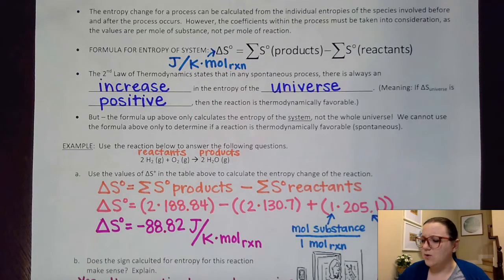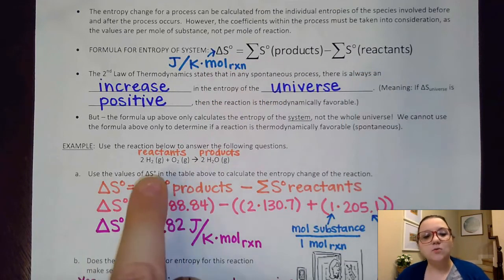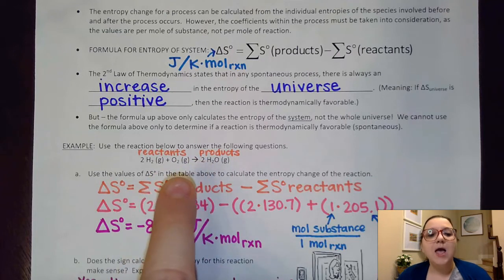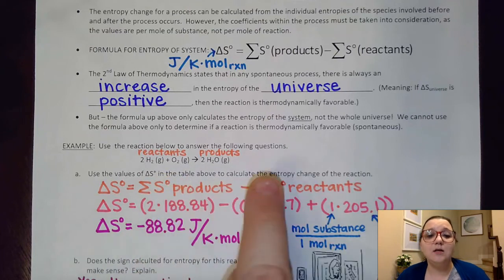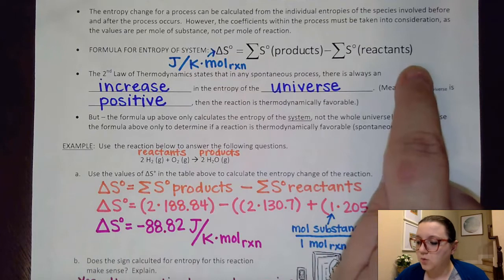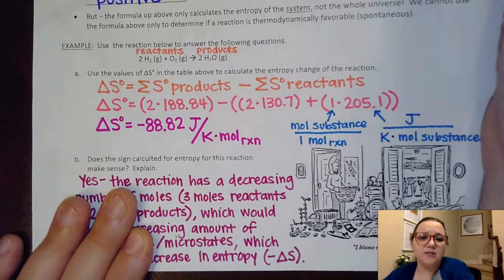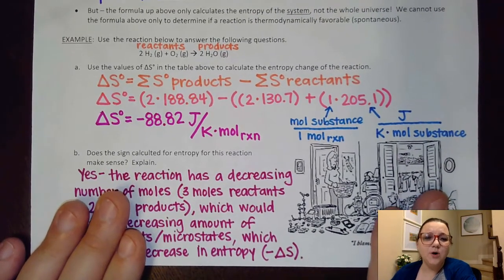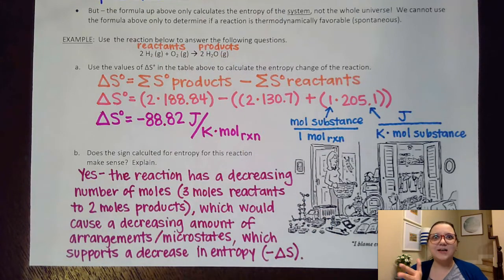However, with that said, let's go ahead and talk about how I would use this equation as is. They give us a reaction down here in our example, and it wants us to use the values of delta S in the table above to calculate the entropy change of the reaction. So I went ahead and rewrote the equation that I saw up here. And once I see I'm doing a products minus reactants scenario, I go ahead and label my reactant and product side up here. I can't tell you the number of times I've seen people get those two mixed up and then they mess up their calculation.